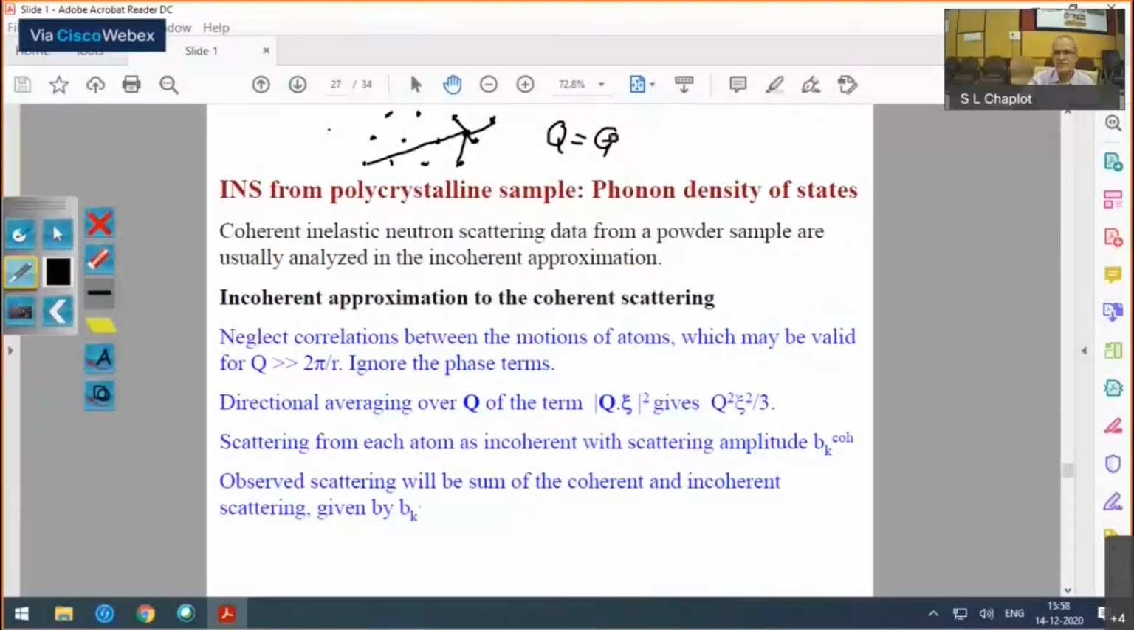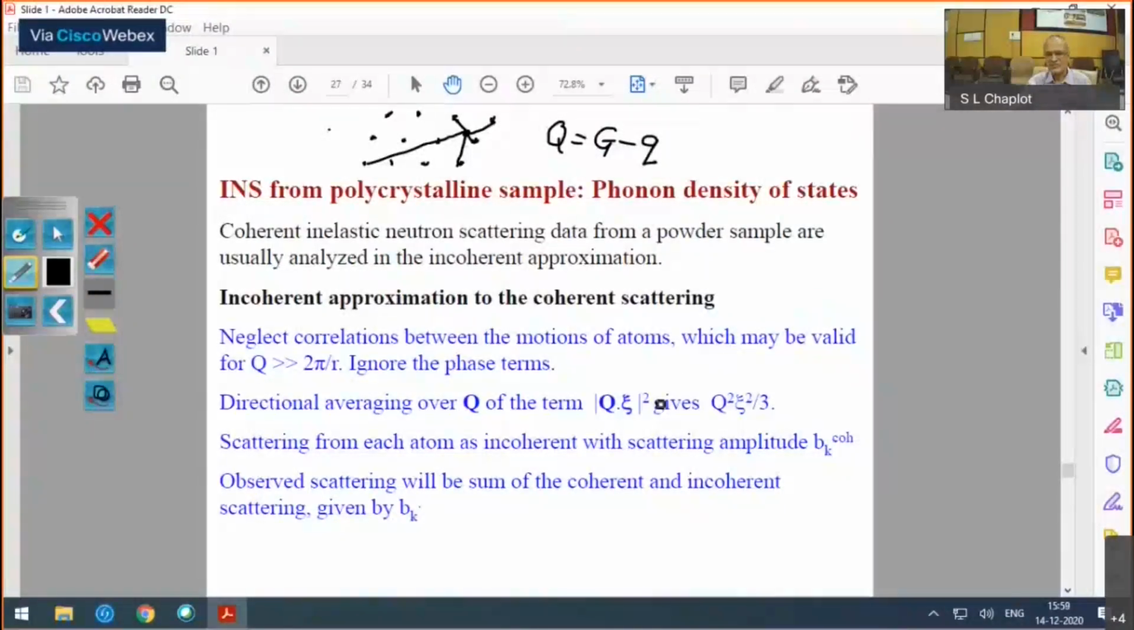See, for a given large Q, the G is large, and all the points around. So a large number of phonons may be contributing to the same capital Q. And so on the average, one can ignore the phase relationships, and so that simplifies. This is called the incoherent approximation. In other things that we have, the directional averaging over Q is done. So Q dot xi square can be replaced by Q square xi square by 3.